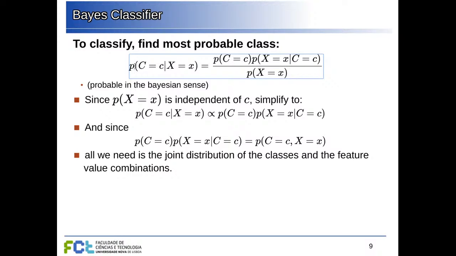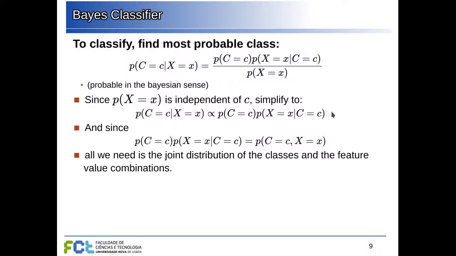So even though the value of this probability is the result of this fraction, we can ignore this part because it will be constant for any class for that particular set of features. We can say that the probability of a point with these particular features belonging to this particular class is proportional to the product of the marginal probability of belonging to the class and the conditional probability of having those features if it belongs to that class.